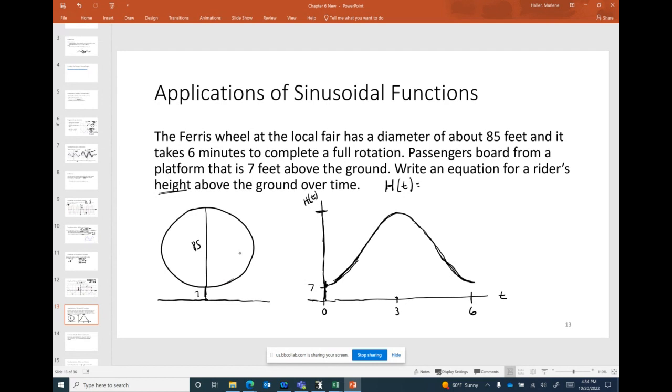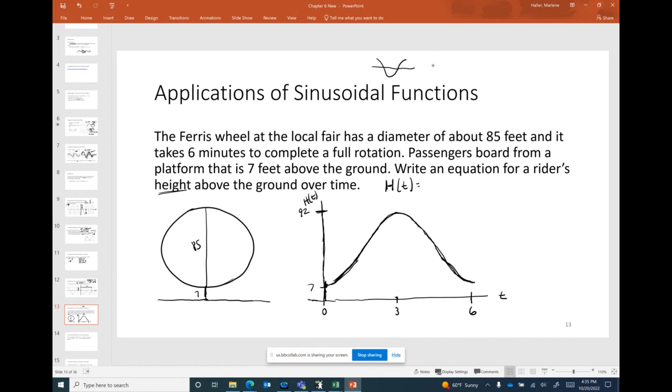What is this maximum height? Let's see. It's 85 plus 7, right? Or 92. So this is what I always do. I always want to sketch what I think that graph is going to look like. Then I decide if I'm going to write a sine or a cosine. Now this looks to me like a cosine, right? Remember, cosine starts high, goes down, goes high again. This looks like a reflected cosine, doesn't it, one period, right?